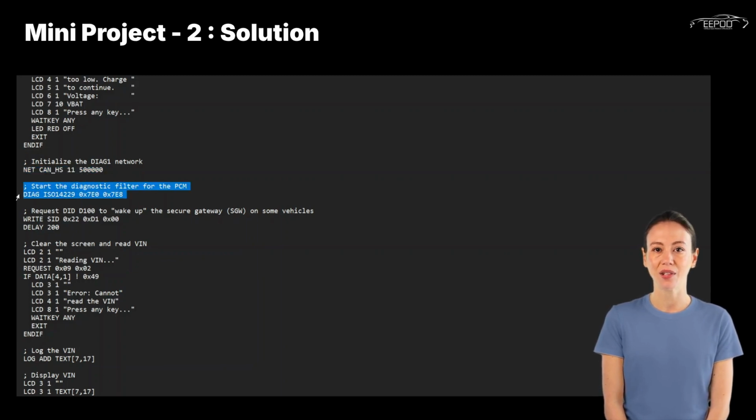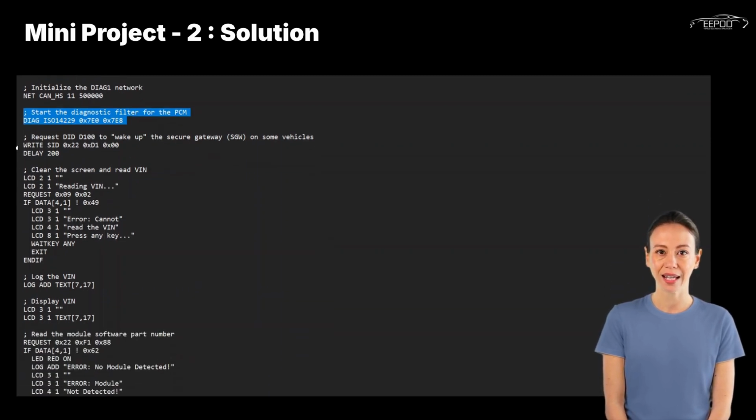Using the diag command, we initialize the filter to talk to the PCM module, whose request ID is hex 7E0, and response ID is hex 7E8.